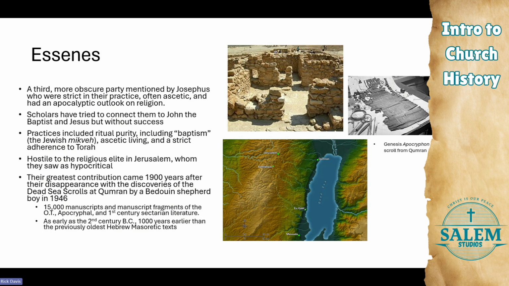And as early as the 2nd century BC, 1,000 years earlier than the previously oldest Hebrew Masoretic text, we actually have Hebrew copies of the Old Testament from the Dead Sea Scrolls that were preserved by the Essenes. So this is very important for textual critical studies and is one of the great finds of the 20th century.